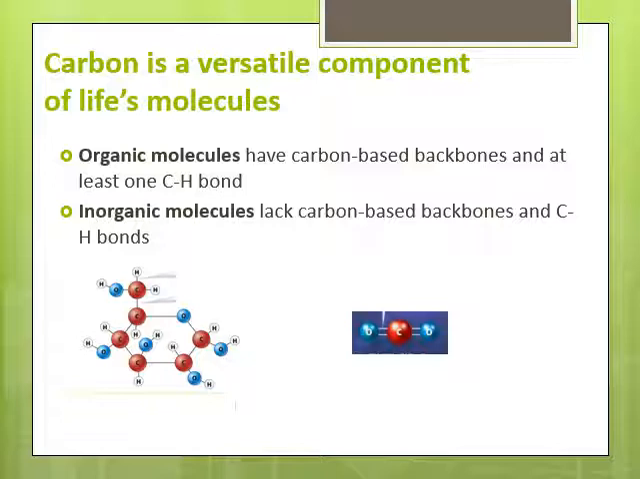So organic molecules have to have a carbon-based backbone and at least 1 carbon-hydrogen bond. So these guys definitely have carbon, but if I ask you in, say, a quiz or test question, what makes an organic molecule? The thing that they have to have is a carbon-hydrogen bond. Okay, so keep that in mind. They've got to have, or you can refer to it as a hydrogen-carbon bond. Either way, it's the same thing. They have to have that. Inorganic molecules might still have carbon, probably do have carbon, but they lack that carbon-based backbone.